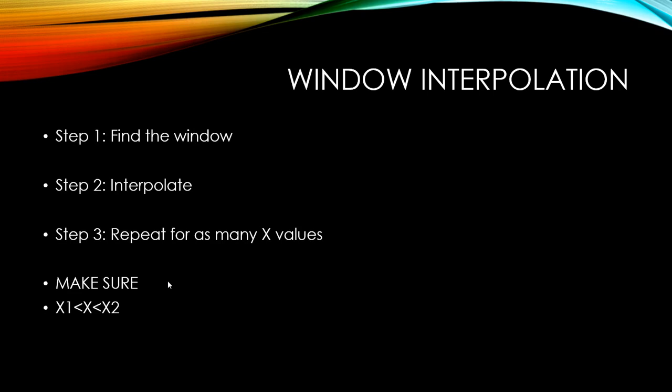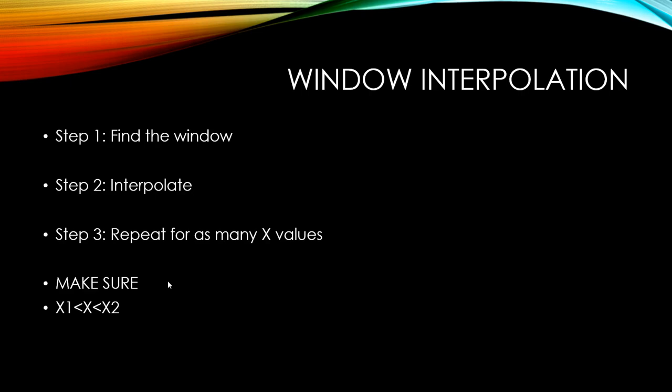And then there's window interpolation. This is for when you have multiple x values that you're trying to interpolate. There are 3 steps to this. Step 1, finding the window: finding the x1 and the x2 that are on either side of your x value. Once again, make sure that your x is in between your x1 and your x2. Step 2, you interpolate for that x value. Then step 3, you repeat this as many times as there are x values, always making sure that your x is within your bounds. And remember that the bounds you are using have to be directly on either side of your x value.